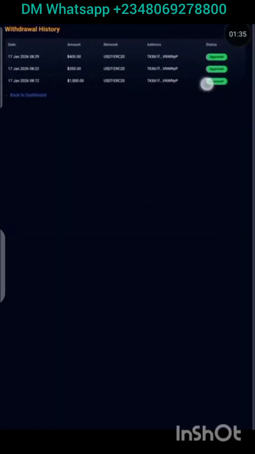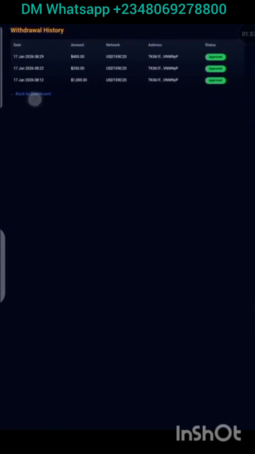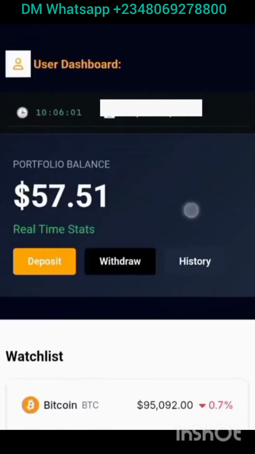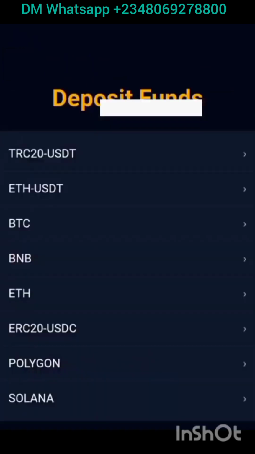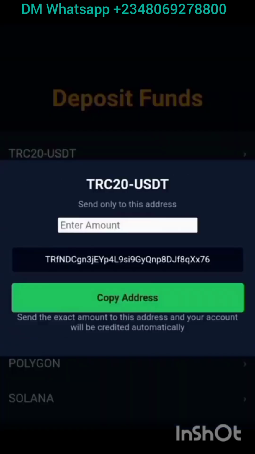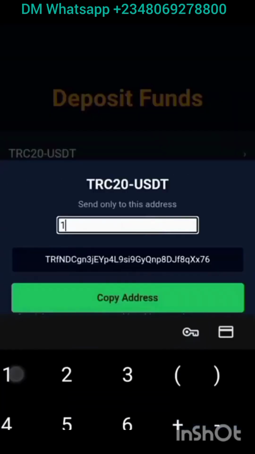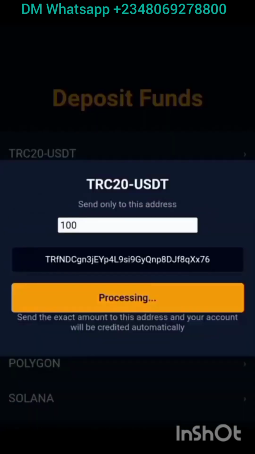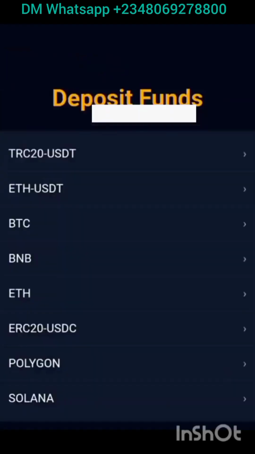As you can see on this particular bot, I've made withdrawals of $1,000, $350, $400 on a daily basis. This is the way I cash out. I'm going to be using TRC20 USDT to fund my account here with 100 USDT so we can start trading and make money. I'm going to do this live, so stick to the end so you can learn how it actually works.